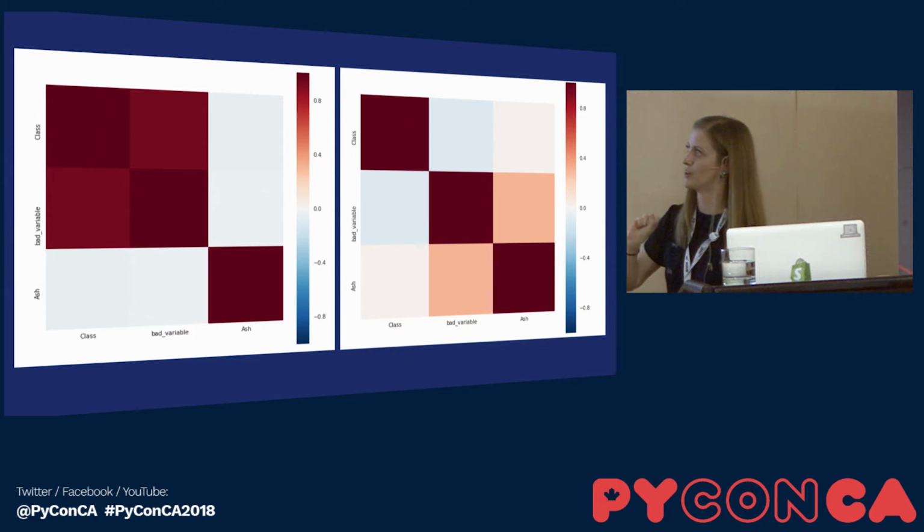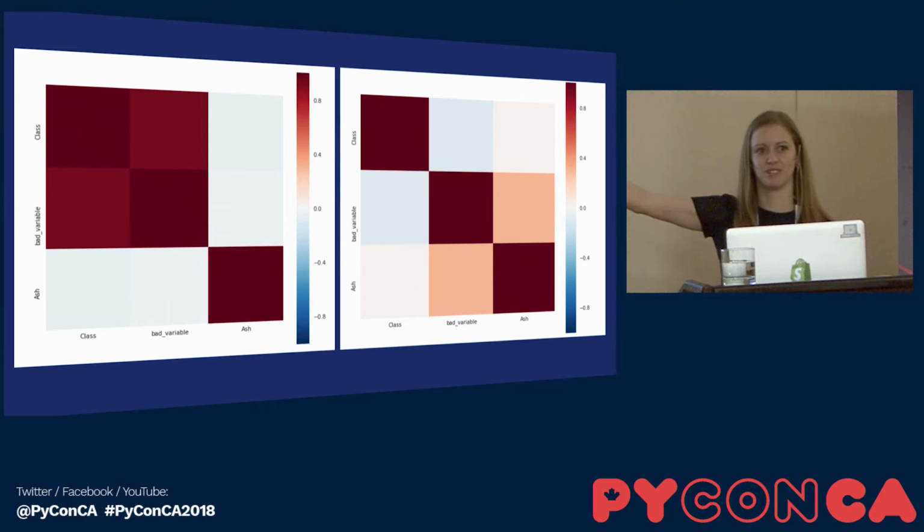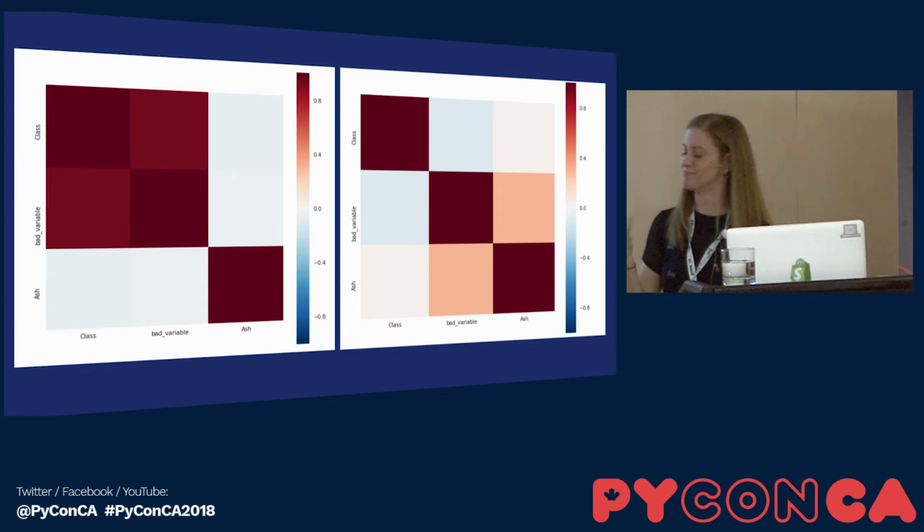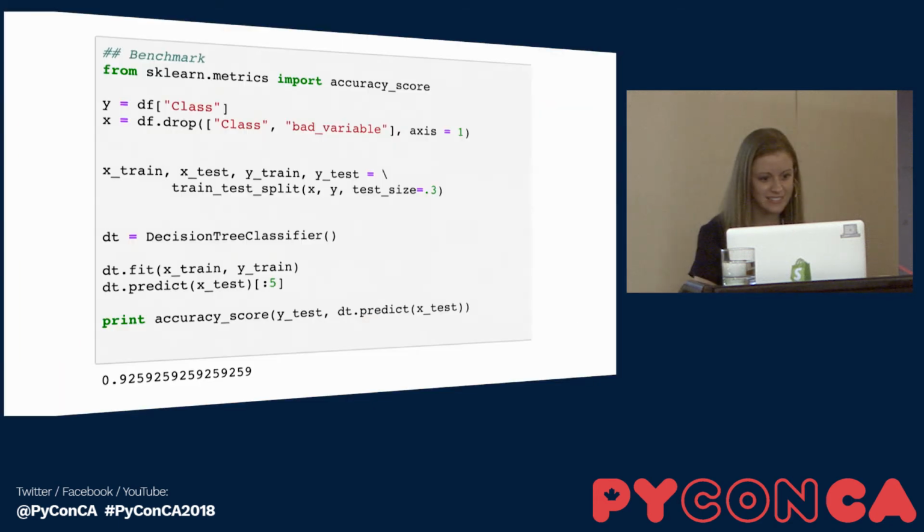So what's going to happen is our model is going to go really hard on saying bad variable is the best thing. We can predict everything with this. And then later on, it's going to just not know what to do with itself.